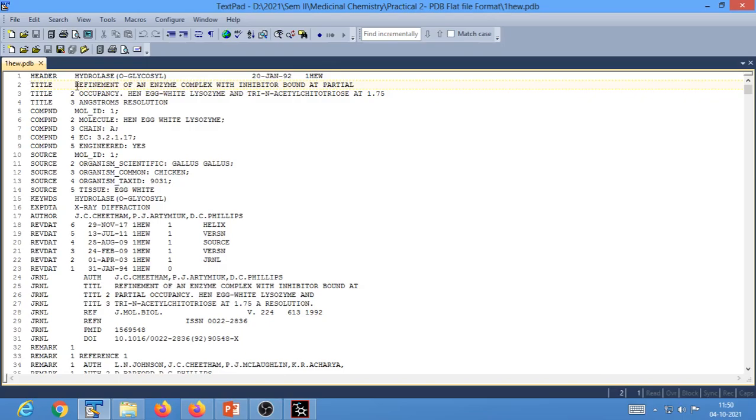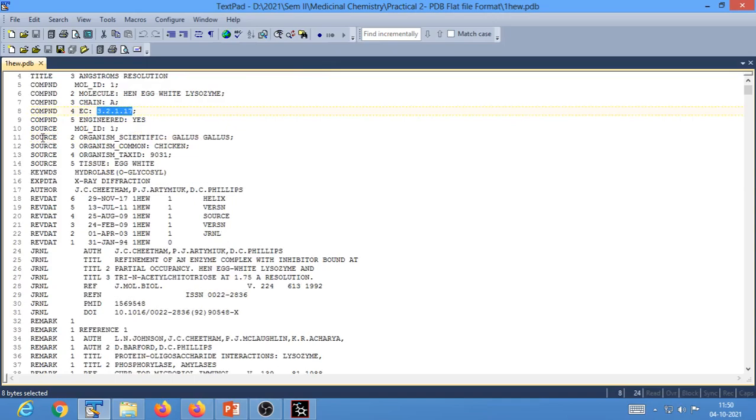Then you have the compound information, which gives you an idea of how many chains are there in your PDB, and what the EC, or Enzyme Commission, number for that particular enzyme is. Then there are source lines, which give you information about the source from which this particular protein was isolated and crystallized.